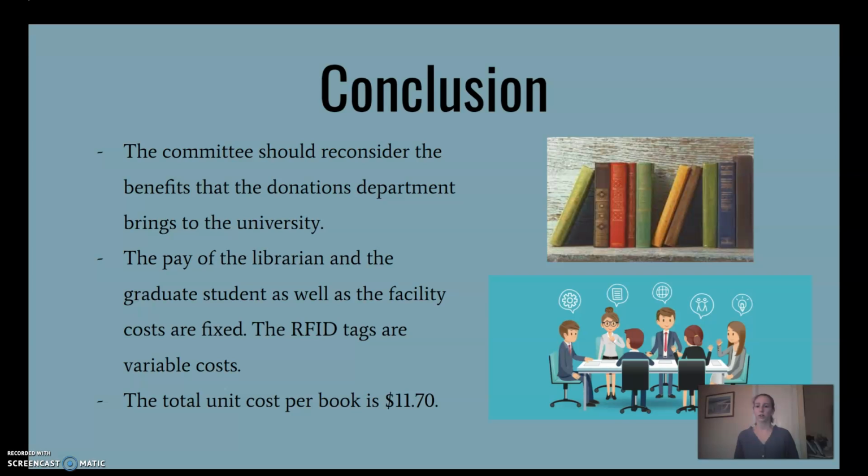So in conclusion, the committee should reconsider the benefits that the donations department brings to the university. The pay of the librarian and the graduate student, as well as the facility costs, are fixed, and the RFID tags are variable costs. And this calculation gets me to the total unit cost per book of $11.70.